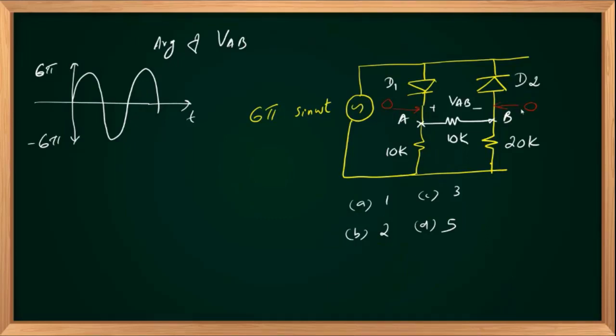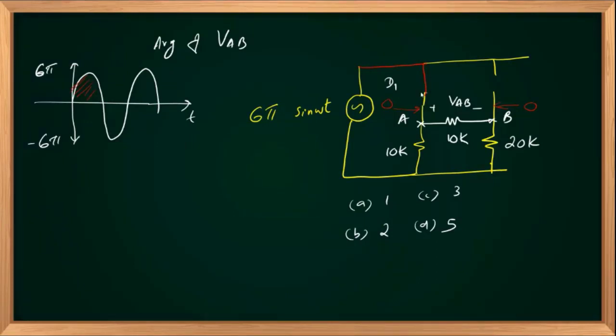And you can see that when Vin is positive, D1 turns on and D2 turns off, because for D1 the cathode is 0 and anode is positive, so it turns on; for D2 the anode is 0 and cathode positive, so it turns off. So for positive half cycles, directly you can open D2 and short D1. You need not identify 4 cases, not required.